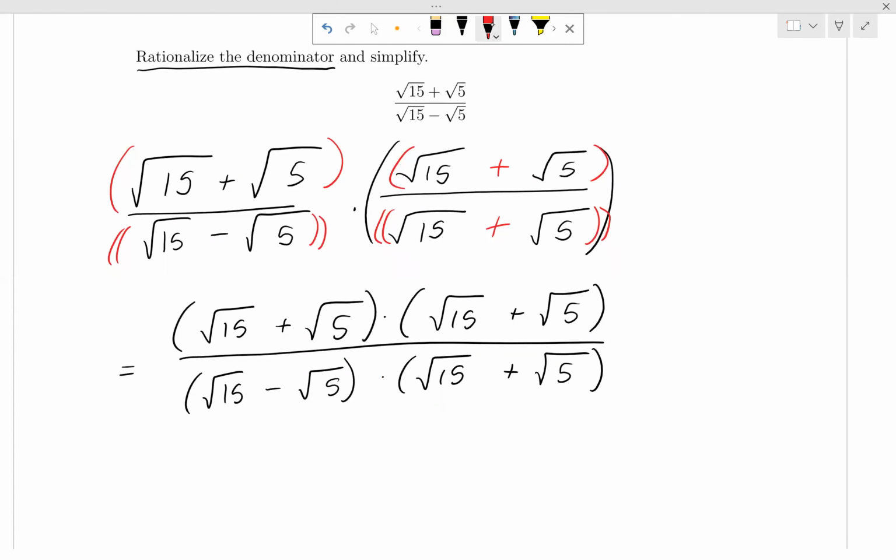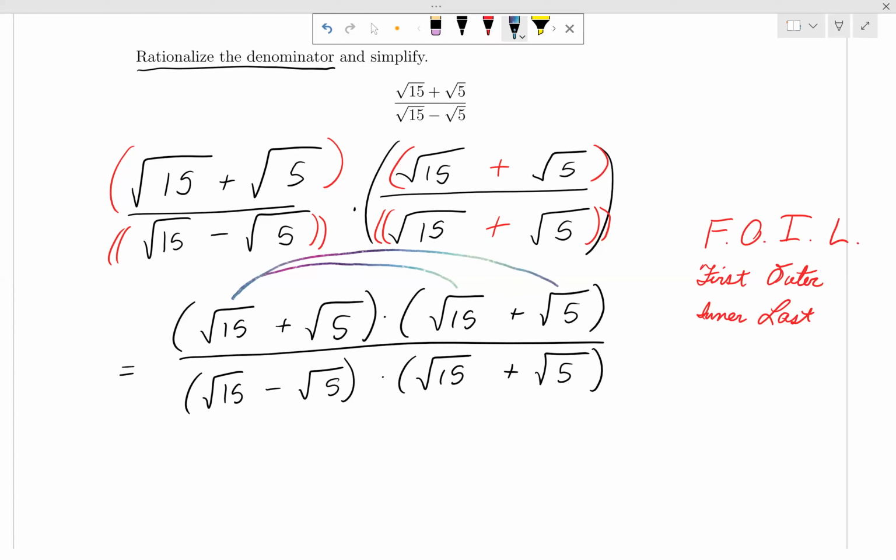So we need to remember how to multiply binomials together. And we do that using this cute little acronym FOIL. It stands for first, outer, inner, last. So what that means is we're going to multiply our first two terms together, our outer two terms together, the square root of 15 and the square root of 5, our inner terms, and our last terms.